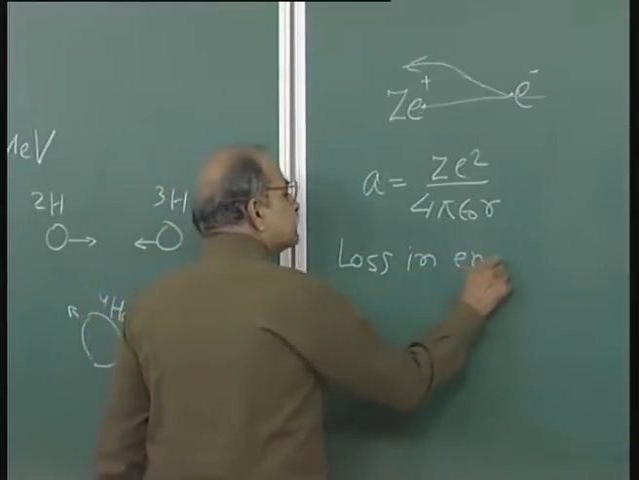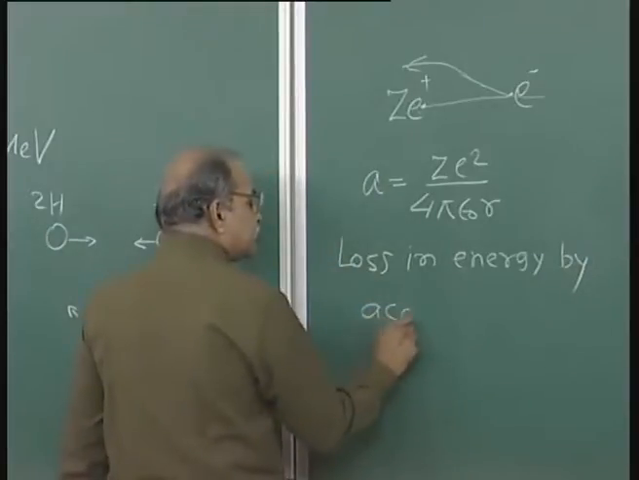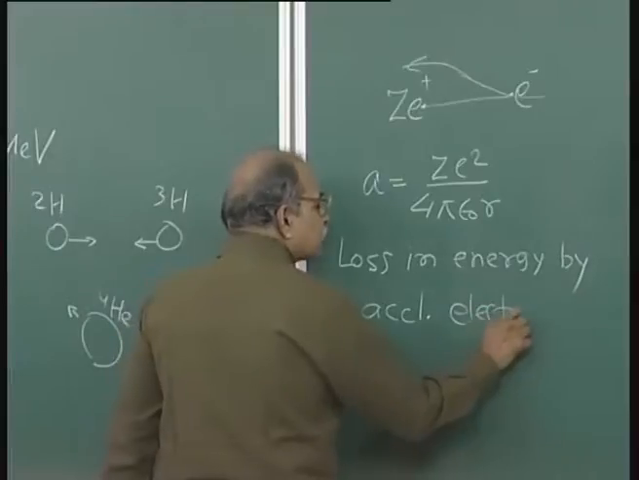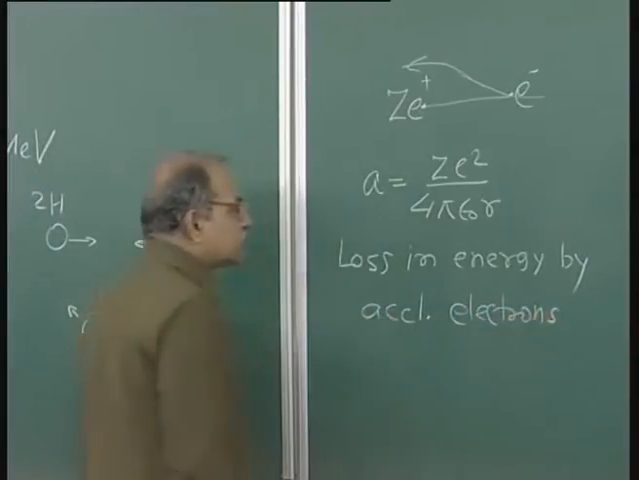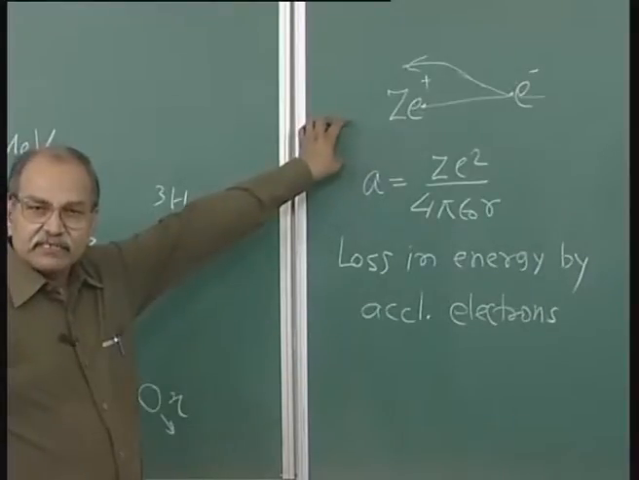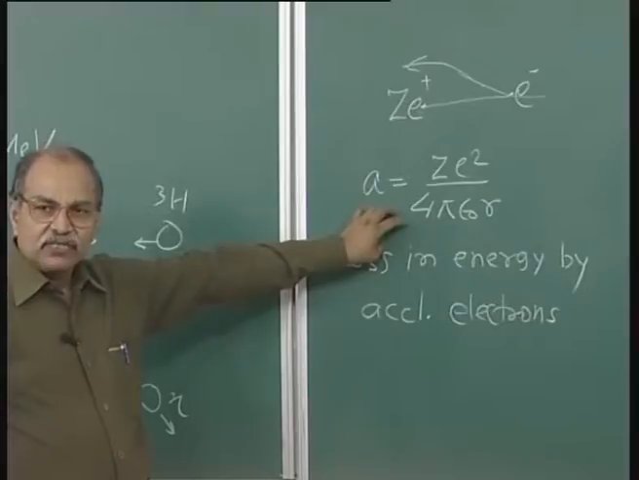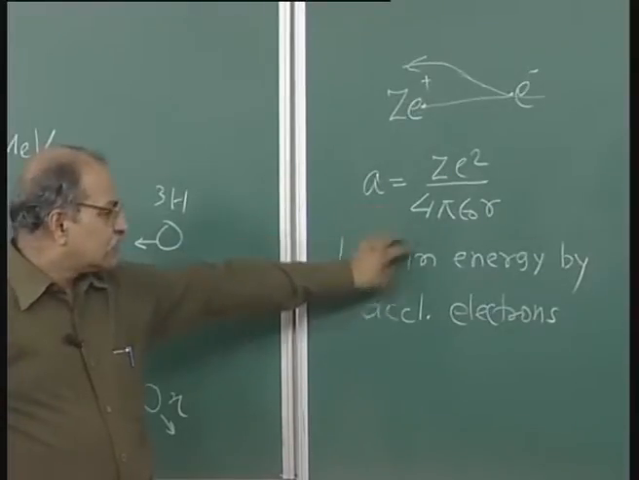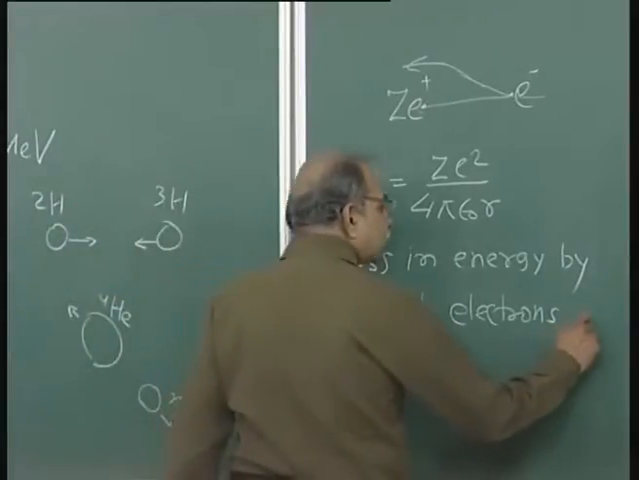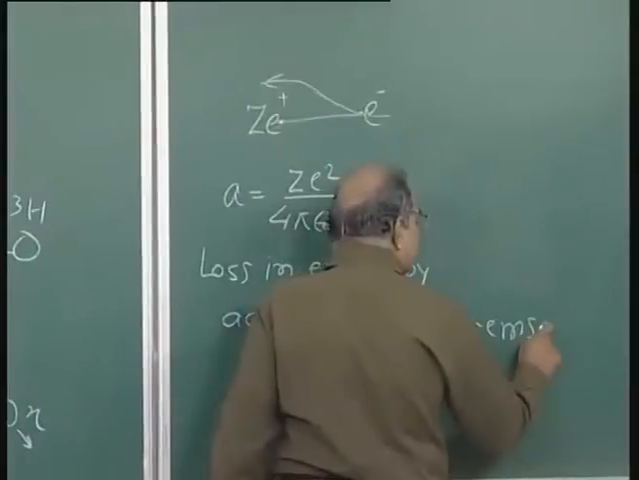So, this loss in energy by these accelerated electrons. I am saying the positive charges also accelerate, but since they are heavy, the acceleration is small, and therefore, this radiation loss is also small. So, most of the radiation loss is coming because of the electrons. This is known as what we call Bremsstrahlung.